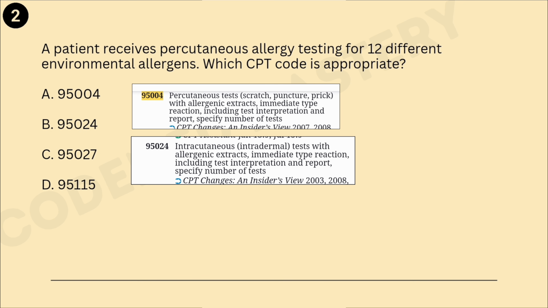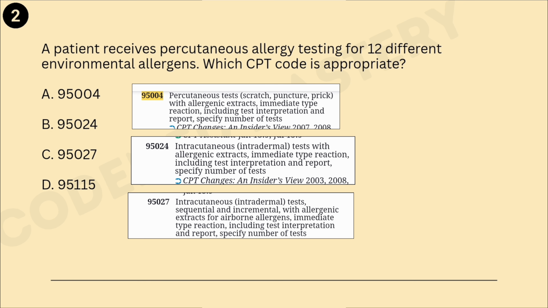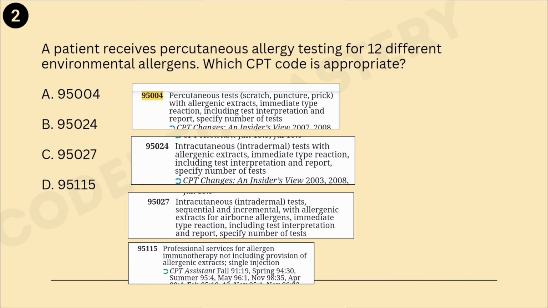And 95027 is for intracutaneous tests, sequential and incremental. That also includes test interpretation and report. And 95115, that is option D, is for professional services for allergen immunotherapy, not including provision of allergenic extracts, single injection. In the question, they have given percutaneous allergy testing for 12 different environmental allergens. So which code matches this scenario?